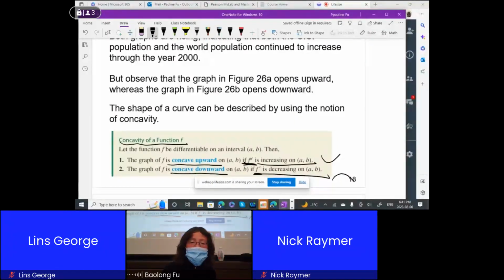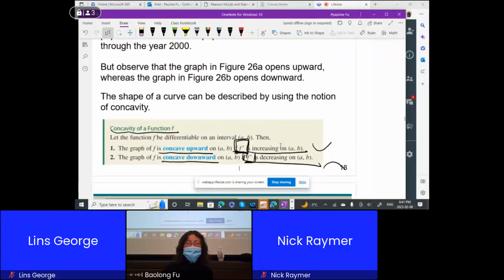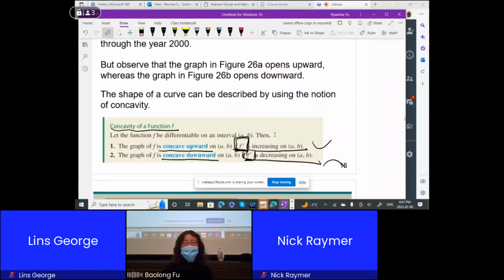And remember, this is not f increasing. This is f prime increasing. And this one is f prime decreasing, not f. Derivative increasing, derivative decreasing. Any questions? This is important, so I pause for a moment to see if you have any questions.